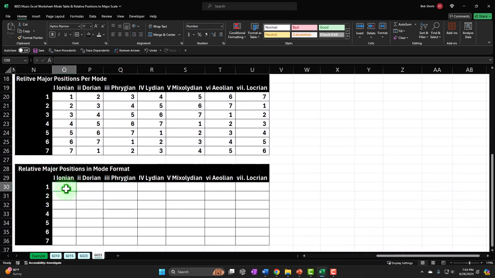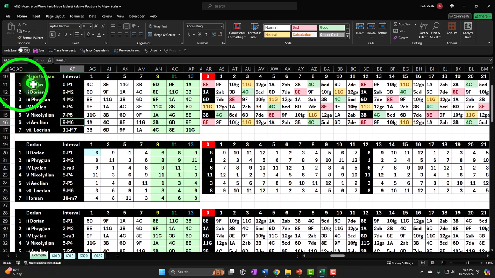All right, so now I'm going to say that this number one, I can also represent as the Aeolian scale, right? Because it's going to be equivalent to the Aeolian scale. So in other words, if I look at this worksheet over here, this worksheet is going to give me the positions 1, 2, 3, 4, 5, 6, 7.